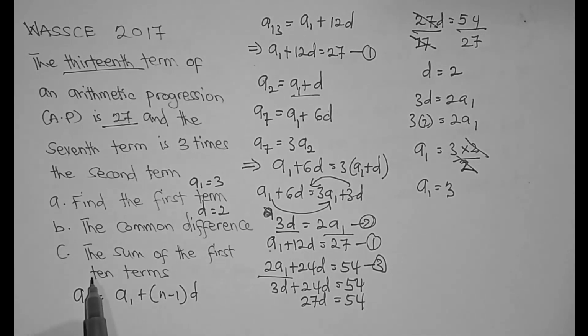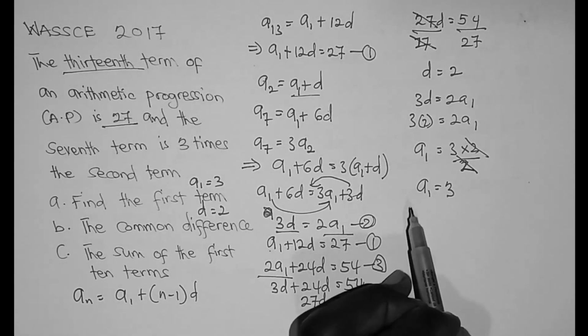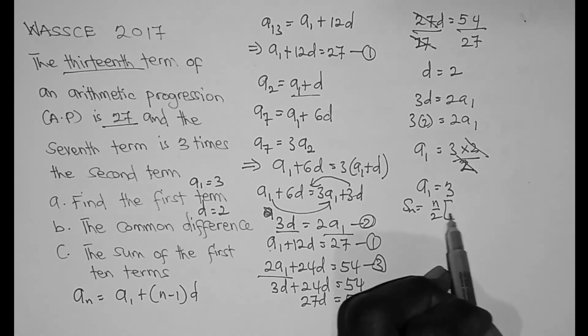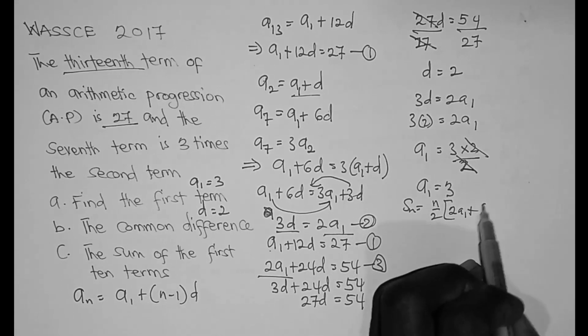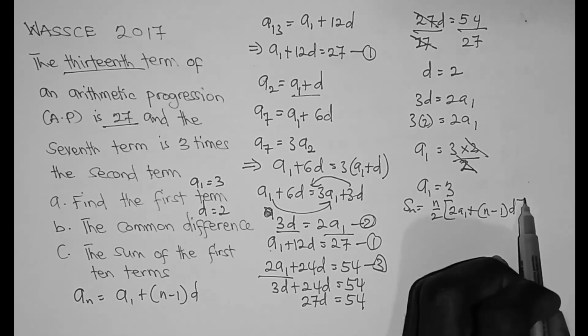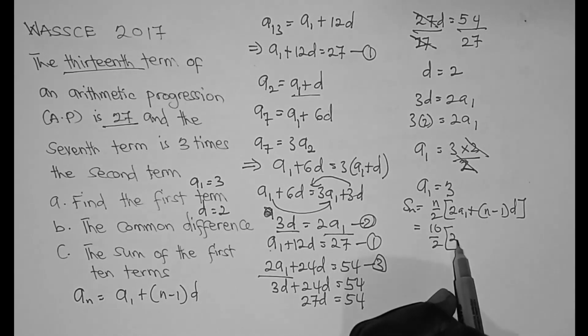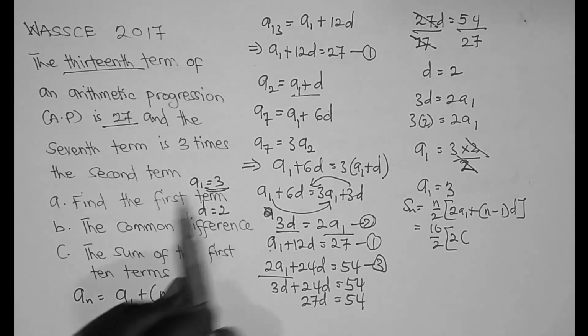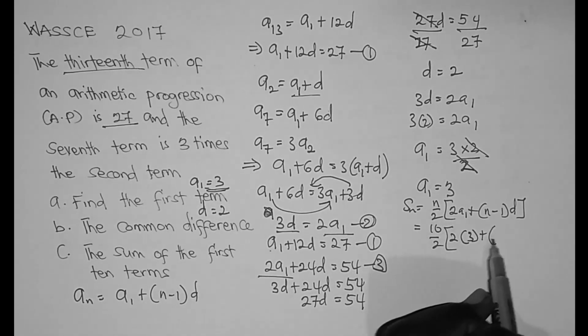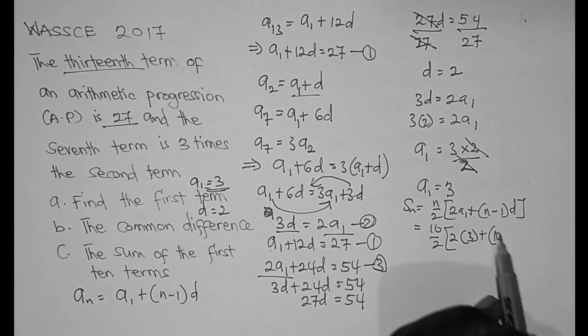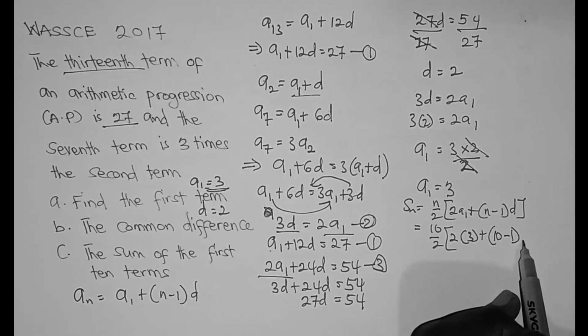Now the question says we should find the sum of the first 10 terms. So let's write the formula for the sum. Sn equals n over 2 times (2a1 plus (n minus 1)d). So n is 10, divided by 2, times 2 times a1. We got a1 as 3, so 3 plus (n is 10, 10 minus 1 is 9) times d, which is 2. So times 2.